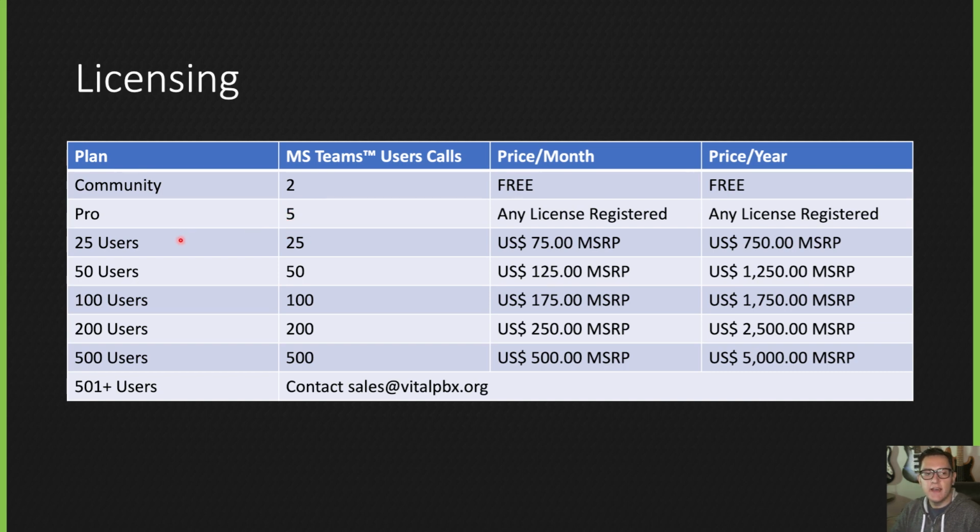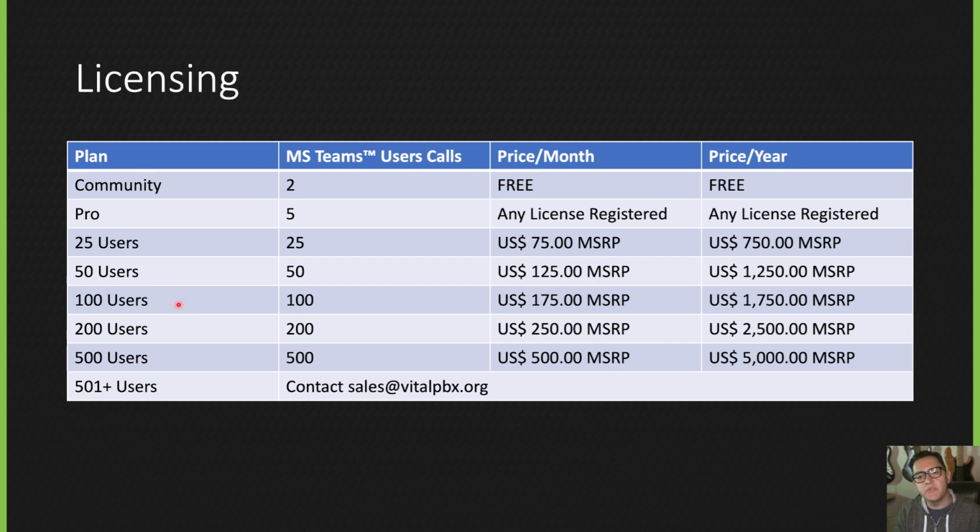And then come the payment plans. There are no Microsoft Teams user calls included on any plans. This is separate from the licensing plans, adding the Microsoft Teams user calls. So you can purchase packages from 25 users for $75 per month or $750 per year. Once again, all of these are MSRP prices. You can have a 50 users package for $125 a month or $1250 per year.